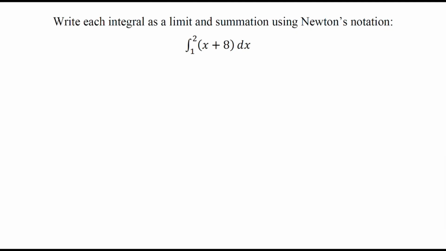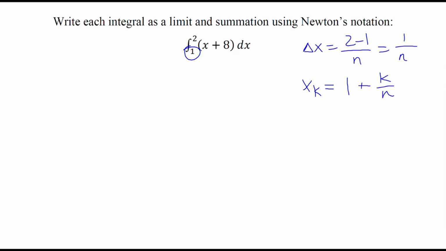Our next one here, same idea. Once again, we're just doing x plus 8 this time. So we're going to start off with finding our delta x. Our delta x will be (2 minus 1) over n, which is just 1 over n. But this time our x sub k is going to be a, 1, plus k times delta x. So 1 plus k over n. Since our lower limit isn't 0, we don't just have a single term there for x sub k. It's got something else attached to it this time.